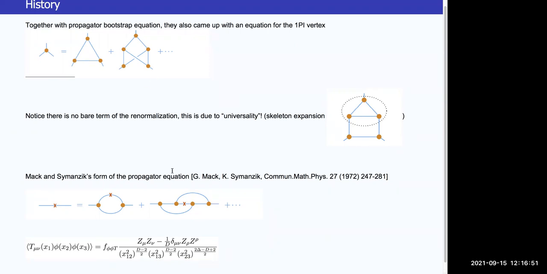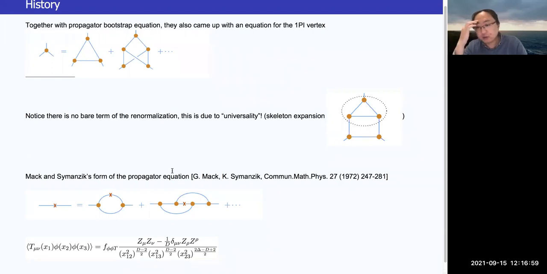At each order in this expansion, for a given number of vertices, is there a unique graph? Yes, there is a unique graph. It's not too much different from the usual Feynman diagram counting. So you first do a Feynman expansion, and then you look at what kind of subdiagrams would become the renormalization of the vertices. Therefore, you group them together, and you arrive at skeleton expansions.